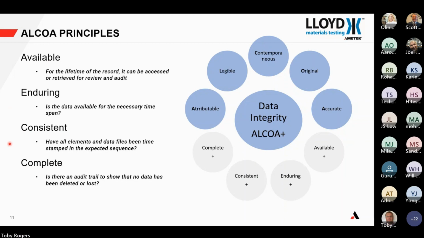Consistent, we want to make sure everything is in its expected sequence in terms of time. We don't want to see any inconsistencies. And complete is a very important one in a laboratory software. Is there an audit trail to show that no data has been deleted or lost or changed? What we're going to do next is we're going to look at some of the features of a laboratory application software that will help us achieve these principles here.